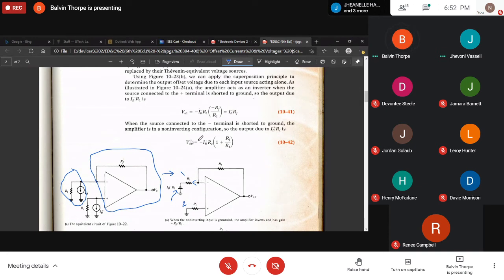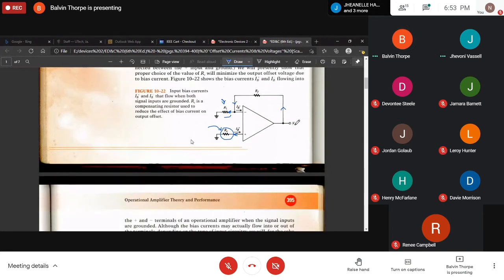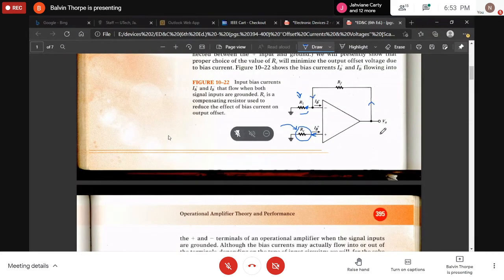All right? So VO1, remember, using the superposition theorem, means the output voltage of this network, based on the voltage applied at input voltage 1, is going to be gain times the input voltage, right?